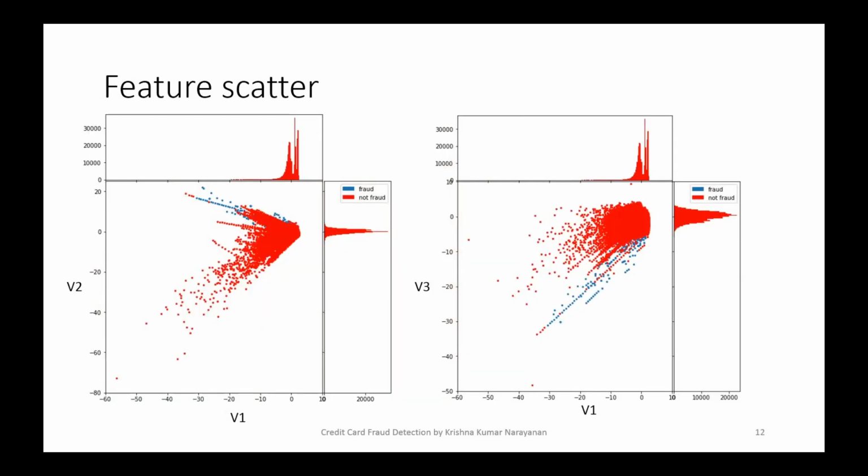Just to give you an insight as to how the features look, here's the feature scatter between two components, V1 and V2, as well as V1 and V3. One could say that the fraud and the non-fraudulent features have a quite clear trend. Nevertheless, there are a lot of features which overlap. There is a huge overlap between the non-fraud and the fraudulent features, as we could see here and here.